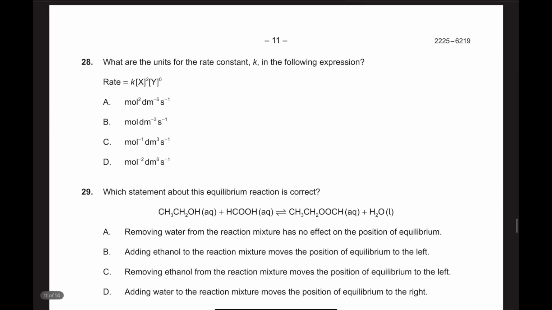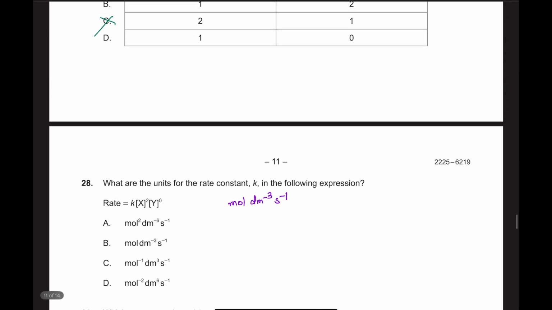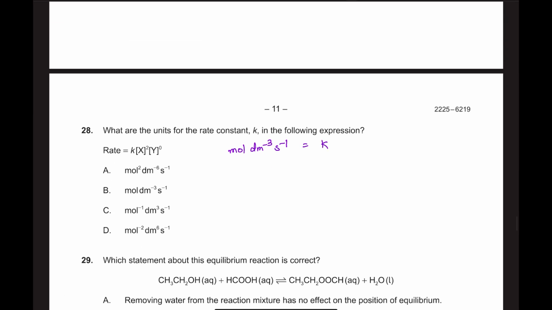Next. What are the units for the rate constant K in the following expression? Rate equals K times concentration of X squared, concentration of Y to the power of 0. So it's easy. Unit of rate is mol dm to the power minus 3 s to the power minus 1. This is K times concentration, which is mol dm to the power minus 3. So we just have to simplify.